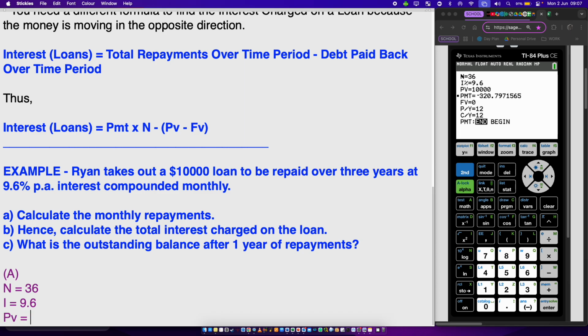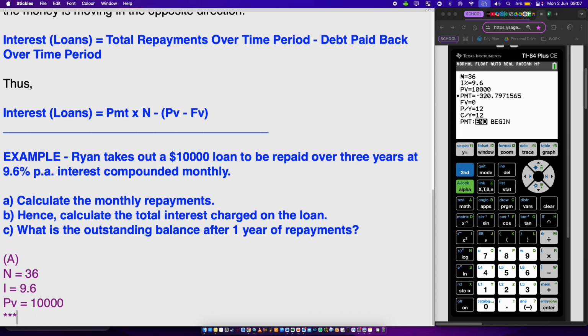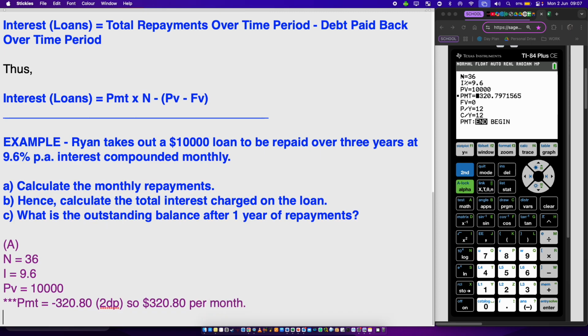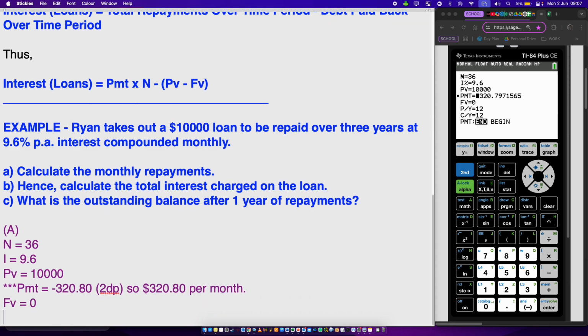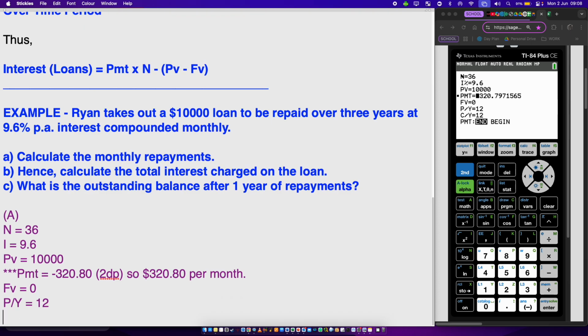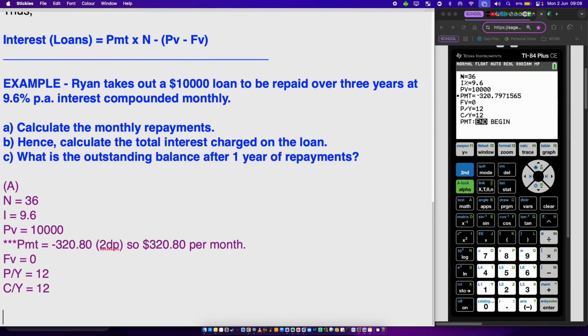9.6, PV equals 10 grand. Stars next to PMT, minus $320.80 to 2 decimal points. So $320.80 per month. FV is nothing. PY 12, CY equals 12. That's for A.